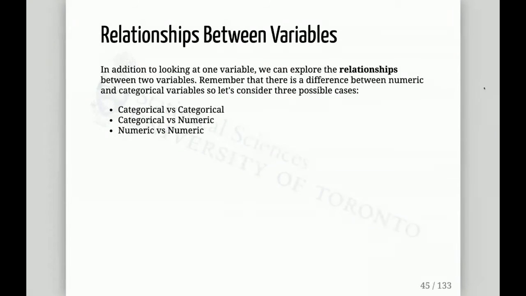In addition to looking at one variable, we can explore the relationships between 2 variables. And remember that there's a difference between numeric and categorical variables. So let's consider all 3 possible cases. When we compare categorical and categorical, that's going to be different from comparing categorical and numeric. And that's also going to be different from numeric versus numeric.